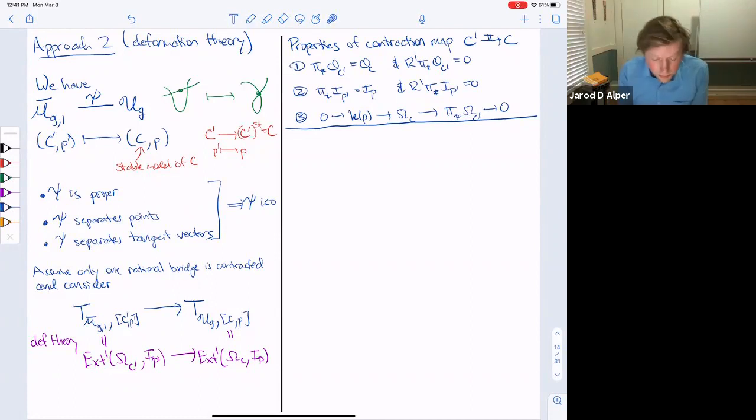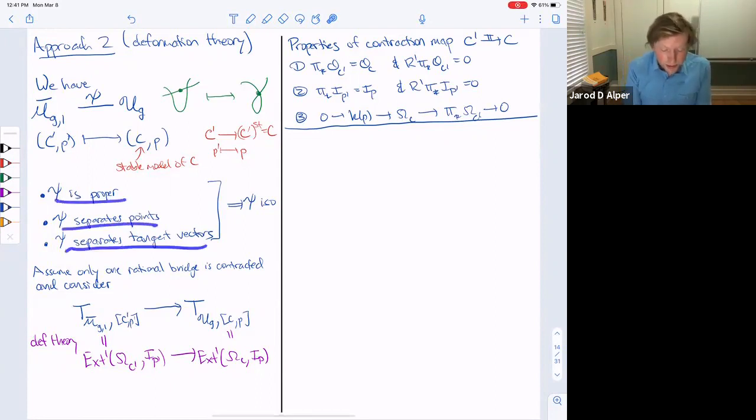Okay, so we're in the setting like we were before. We have a morphism, M_{g,1} bar to U_g, which contracts rational bridges like shown in green. Let C prime, P prime be your stable one-pointed family, and then C, P is your stable model, where you contract the rational bridge. The strategy is to show that it's an isomorphism by showing that it's proper, that it separates points and separates tangent vectors. I guess you also need to show that it's representable.